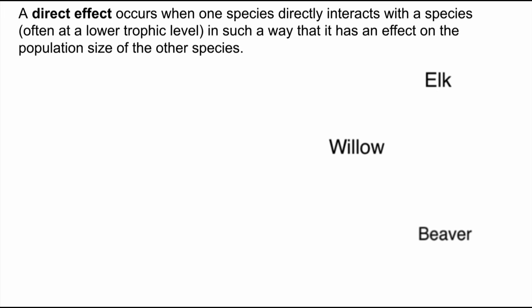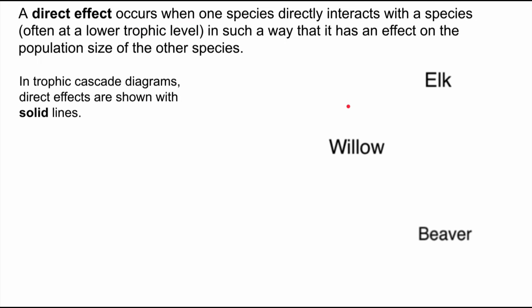Okay. So let's take three organisms that share an ecosystem in Yellowstone. We have elk, we have willow trees, and we have beavers. Okay. So a direct effect means the organisms directly interact with each other. Elk eat willow. That's a direct interaction, so we're going to use a solid line to represent it. Well, beavers interact with willow trees in order to get the material to build their dam. So this is direct interaction that takes place between willows and beaver. So we're going to draw it, but we're going to draw it from the willow down.